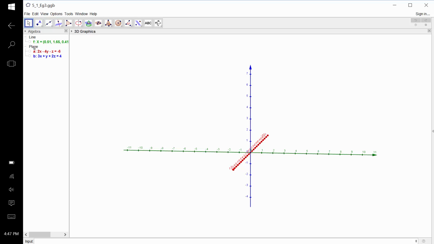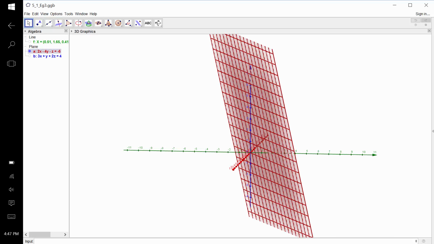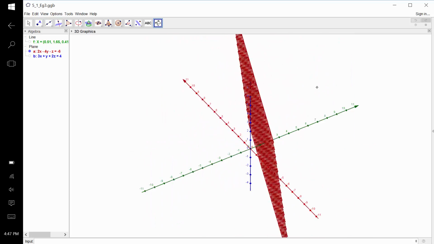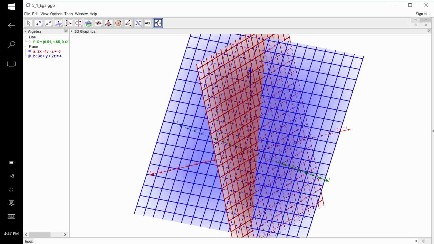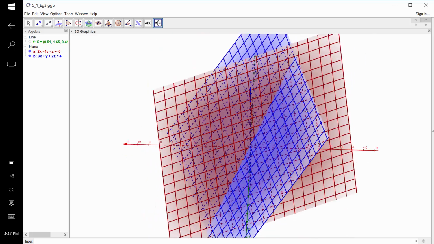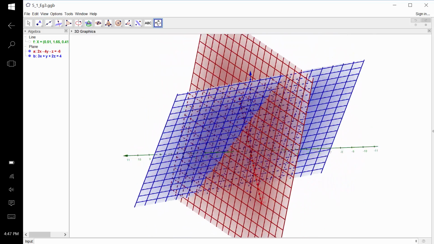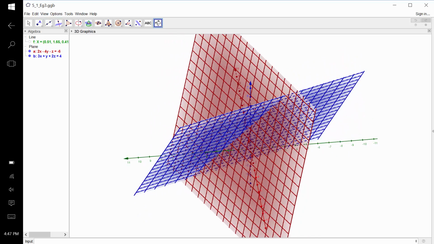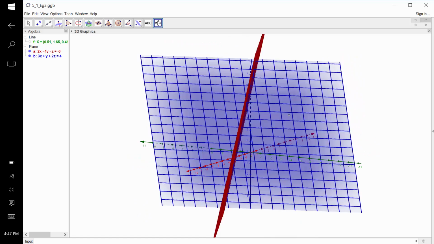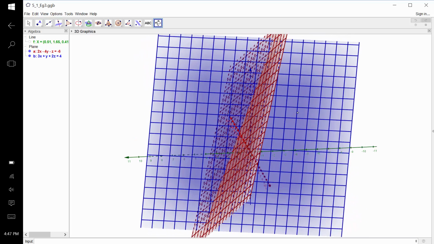So each equation defines a plane, right? Here's the first equation, right? I plot that. You can see that I've got a plane sitting there. Okay. I do the second equation. I get a second plane. You can see now there's those two planes, right? And what are the solutions? The solutions are all the points that are common to both planes. And you can kind of see that there are some points common to both planes.